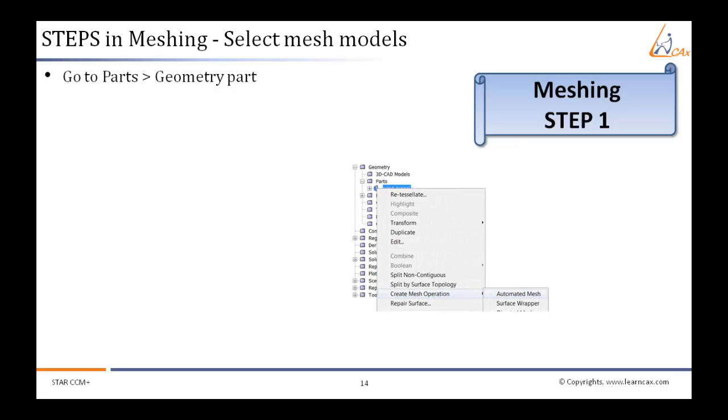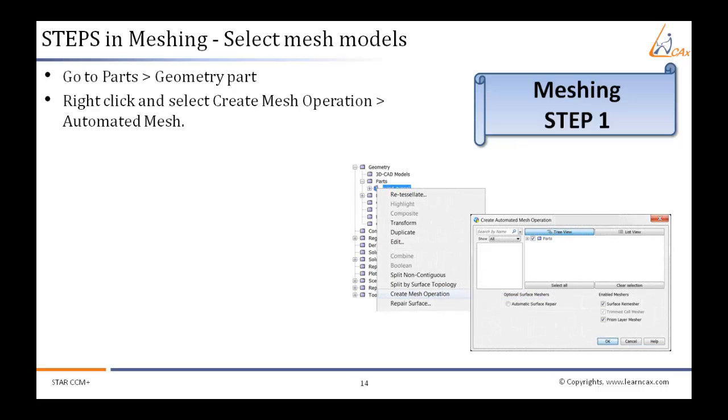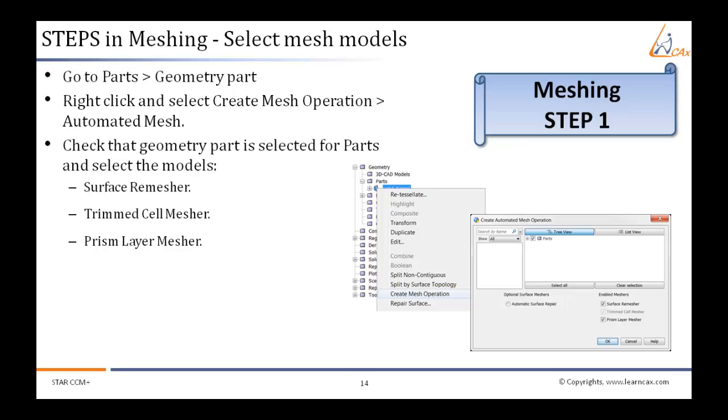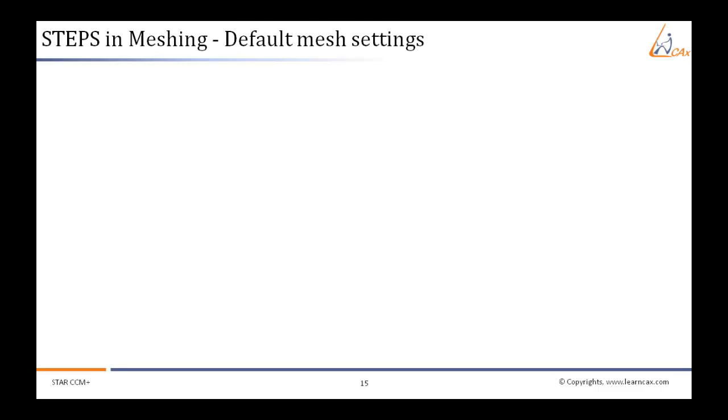Right-click and select Create Mesh Operation, then Automated Mesh. Check that existing part is selected for parts and select the models. The models can be Surface Remesher, Trimmed Cell Mesher, Prism Layer Mesher. Click OK. A new entry appears under Operations. The yellow exclamation mark indicates that this operation has not been executed yet.